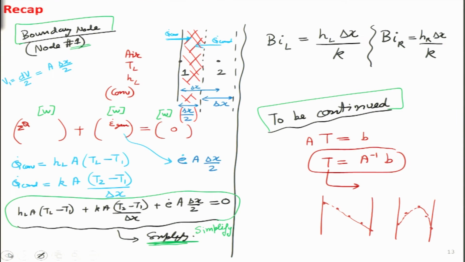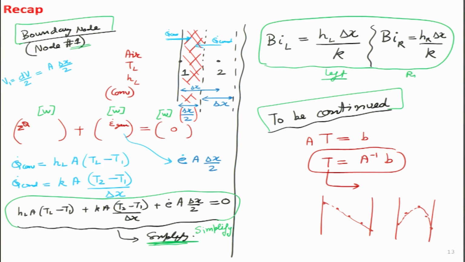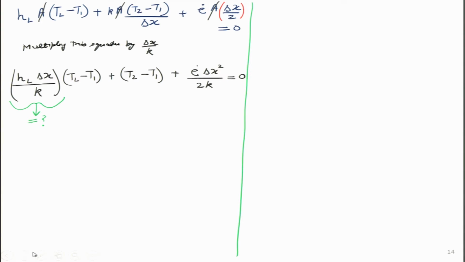So, why don't we move back a little bit? Yeah, it is in the last slide itself. So, it is equivalent to the Biot number, and because we have two heat transfer coefficients, one on the left side and one on the right side of the wall, we will also define two Biot numbers. So, this one will become the Biot number for the left side multiplied by T_L minus T1, plus T2 minus T1 plus E dot delta x square by 2k equals to 0.